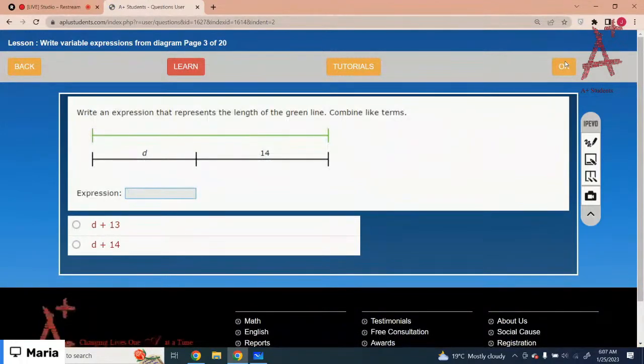Okay, write an expression that represents the length of the green line. Combine like terms. So the length of the green line and the length of the black line are exactly equal. The black line has two segments and the segments are d plus 14. Got it? That means the length of the green line equals d plus 14. Got it? So the correct option is d plus 14.